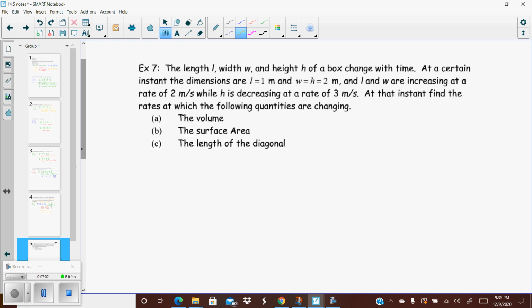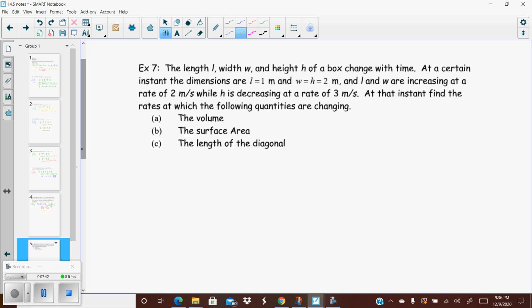At a certain instant, the dimensions are L equals 1 meter, and W and H both equal 2 meters. And L and W are increasing at a rate of 2 meters per second, while H is decreasing at a rate of 3 meters per second. At that very instant, when L equals 1, and W and H equal 2, find the rates at which the following quantities are changing. We want to find out how the volume is changing, how the surface area is changing, and how the length of the diagonal is changing.